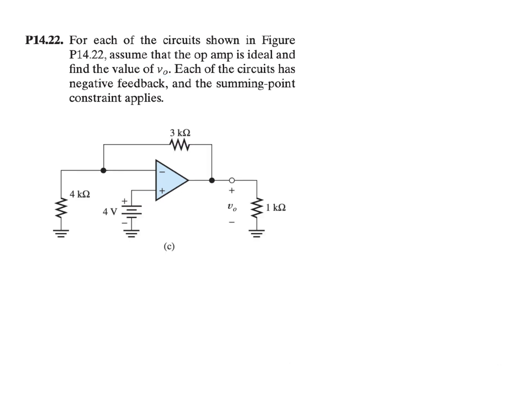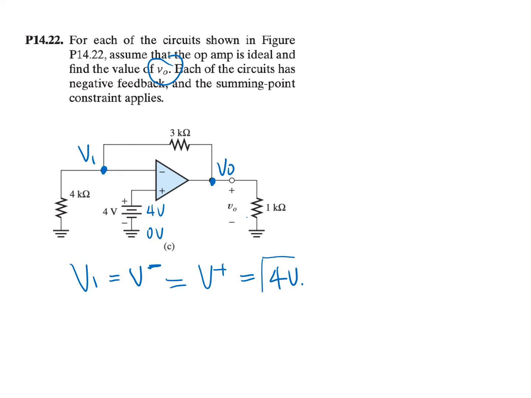Question C. Again, we need to find V out, and V out is the node voltage here. Well, let's see how many nodes we have. We have a node here. Let's say that's V1, and V1 is also V negative. And we know that for an ideal op-amp, V negative is equal to V plus. V plus is, this is 0 volt, this is 4 volt, so that is 4 volt. So we know that V1 is 4 volt.